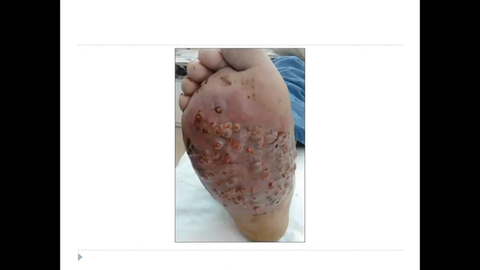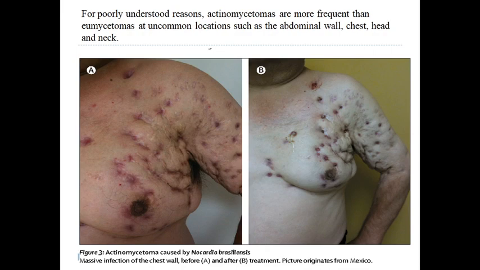Another picture of mycetoma, that is Madura foot. We can see swelling of the sole, and the whole of the sole is studded with multiple papillonodular lesions with multiple sinuses which are discharging serosanguinous fluid. And then uncommon sites can also be there for mycetoma. It can be chest, it can be head and neck, it can be anywhere in the body.